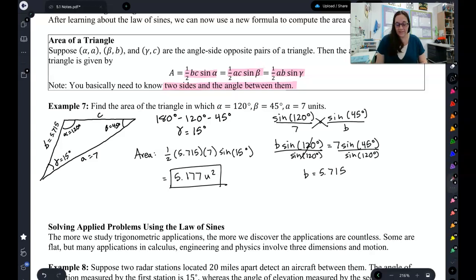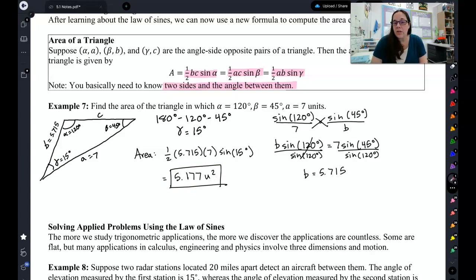I started by solving my law of sines out. I got B is 5.715. There we go. Now I know two sides and I know the angle between them, so I can use my area formula. 1/2 times those two sides times sine of the angle between them gave me 5.177 units squared.